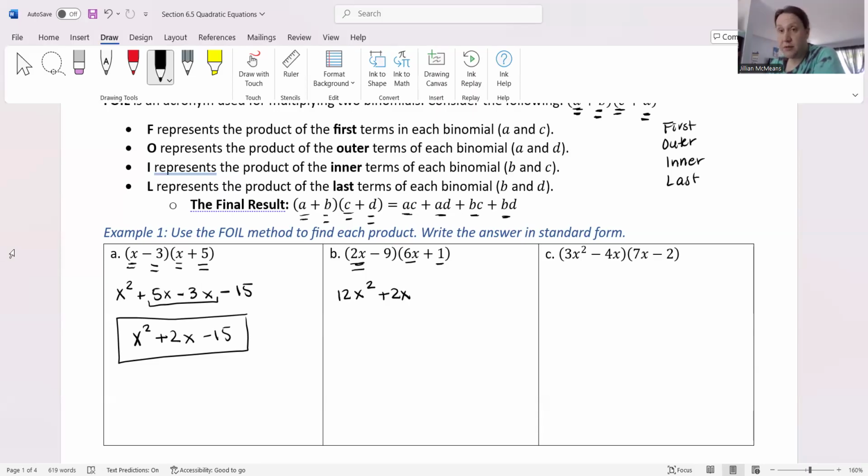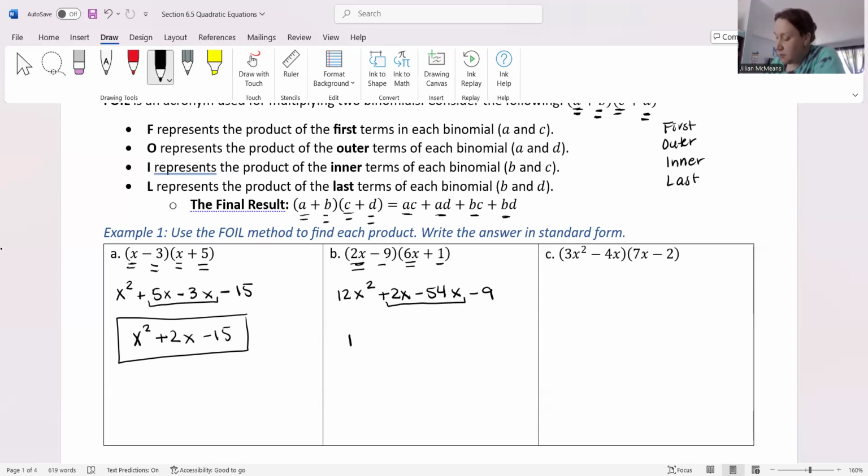I need to take the negative 9 in the first binomial and distribute it through the second. So I take negative 9 times 6x. Well, negative 9 times 6 is negative 54, and then we just keep the x. And then negative 9 times 1 is negative 9. Okay? So let's see, we can combine like terms again. The middle terms are like terms. They have matching variable parts, so they can be combined.